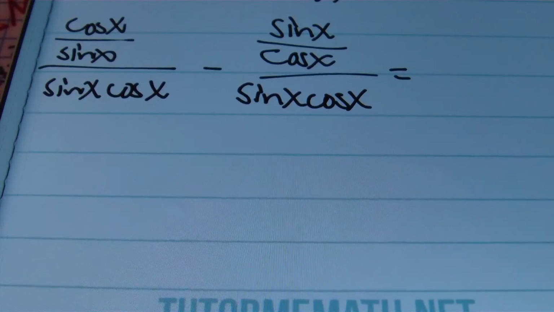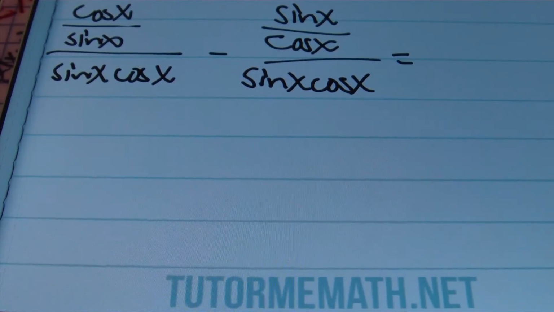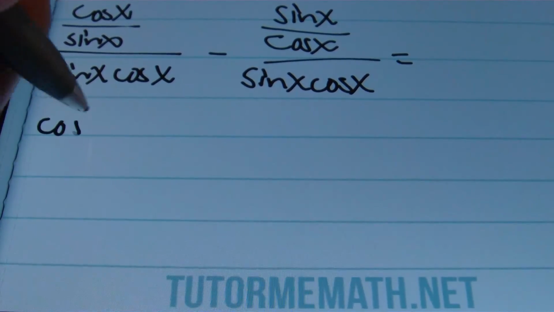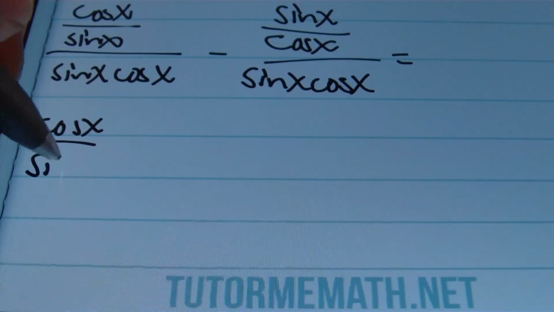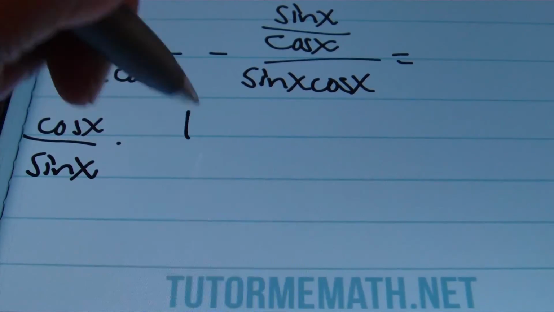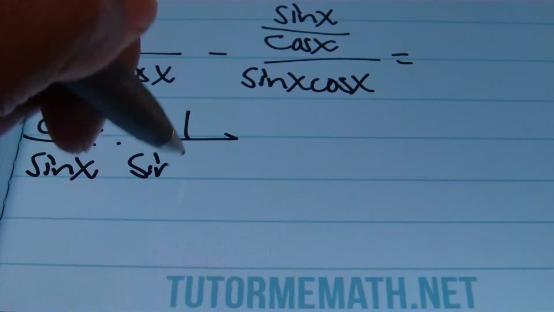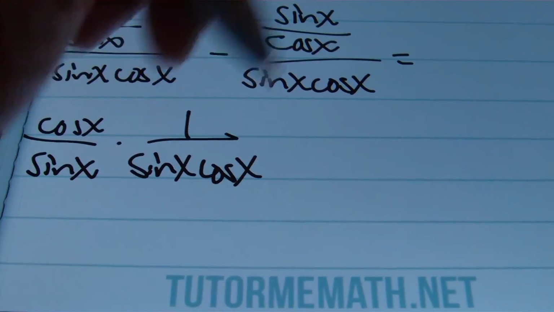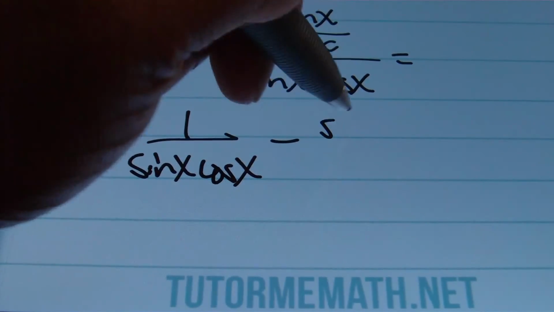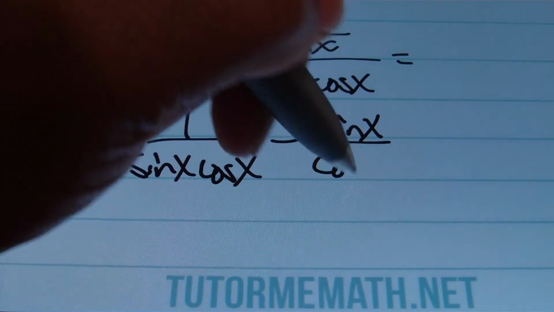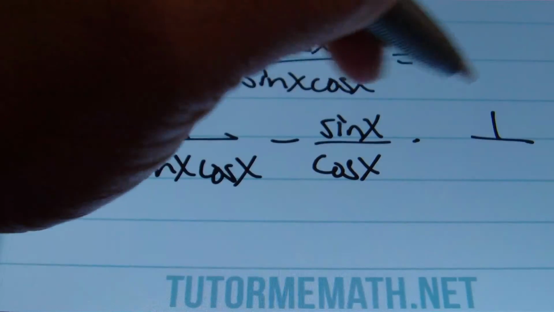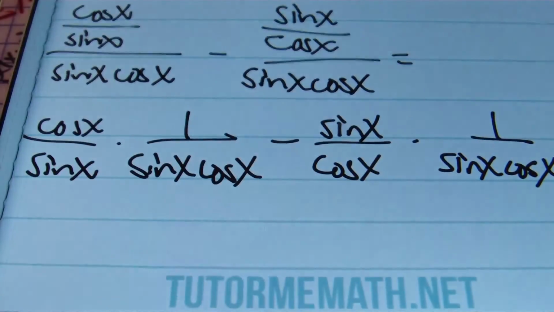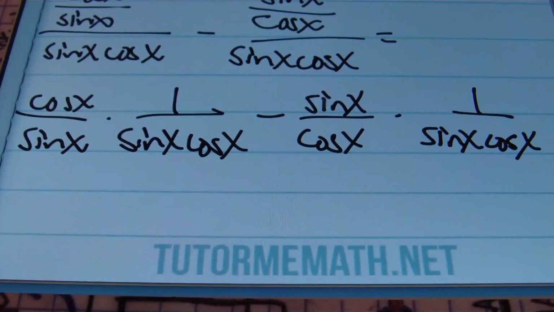From here, we're going to rewrite this to show that I have cosine x divided by sine x times 1 over that denominator, which was sine x cosine x. Minus sine x divided by cosine x times 1 over sine x times cosine x. So this is what I have thus far.